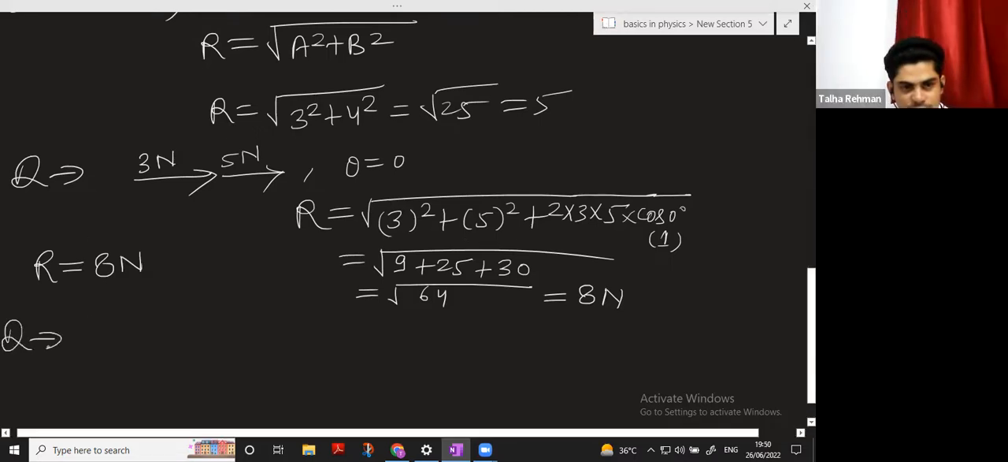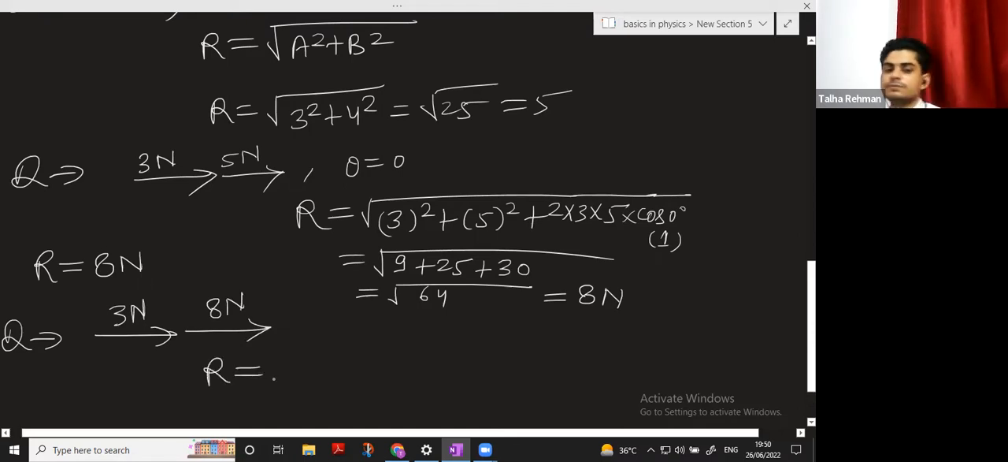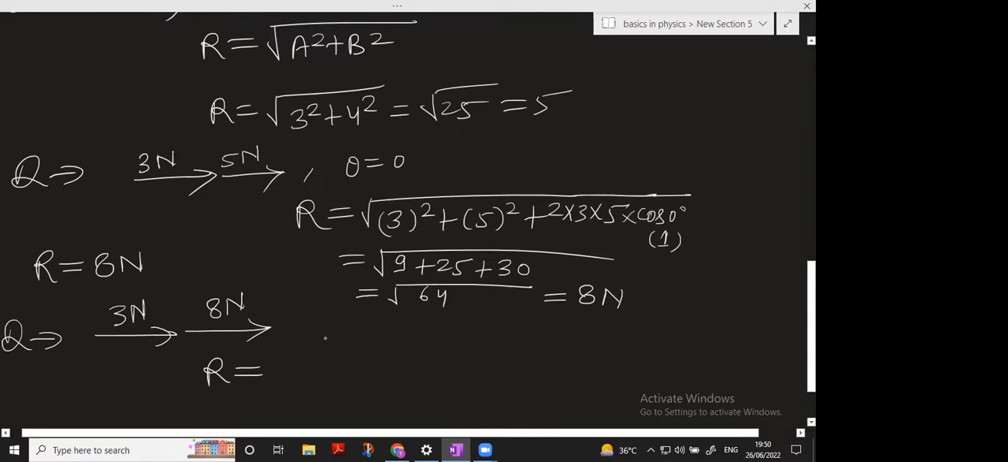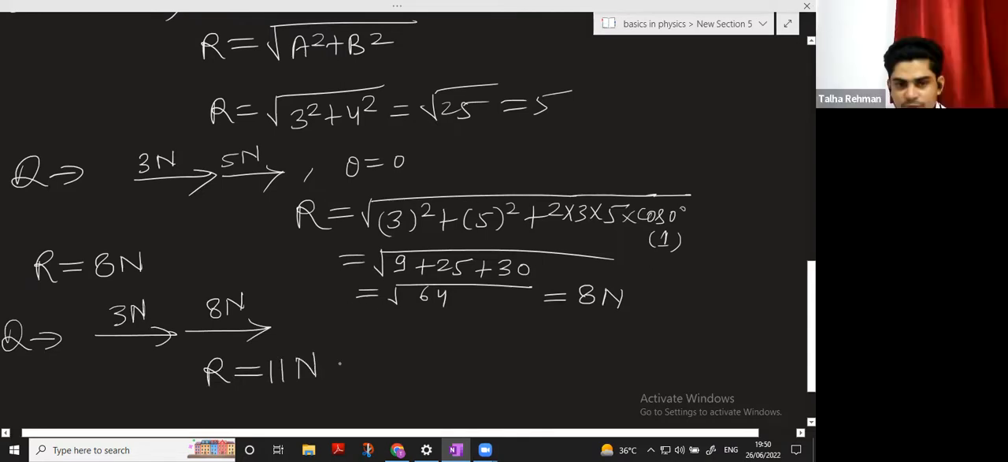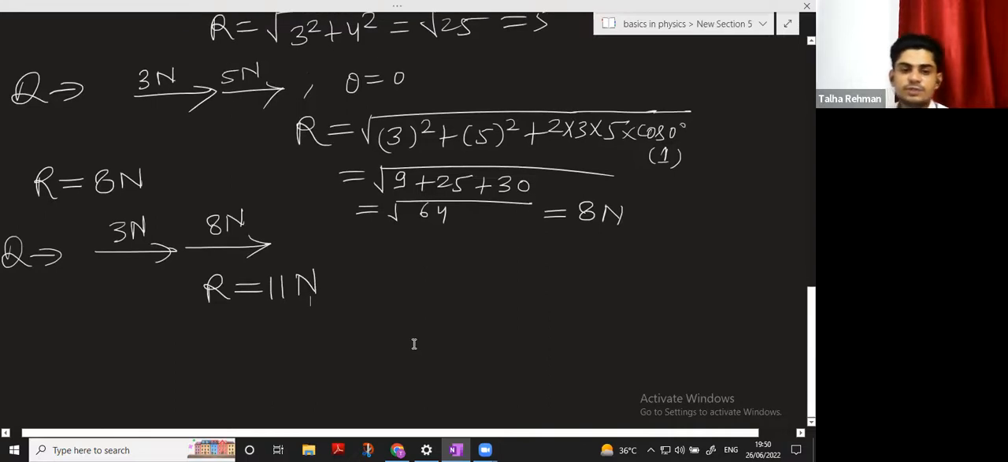I am giving one more question. Like this is 3 Newton and this is 8 Newton. Tell me the resultant. Fatima. 11. Very good. 11 Newton. Now you can do this easily.